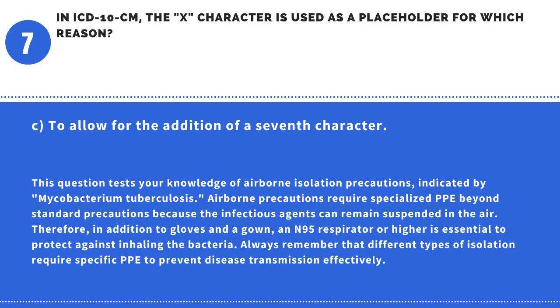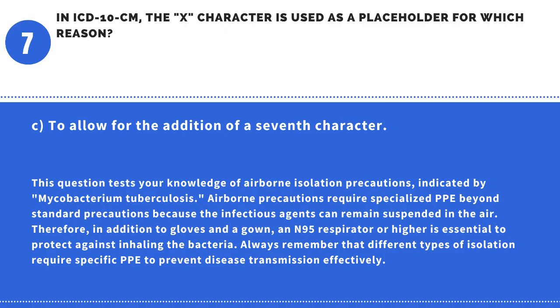Answer. C. To allow for the addition of a seventh character. This question tests your knowledge of a specific ICD-10-CM convention. The X is used as a placeholder character in certain codes when a seventh character is required, but the code doesn't have 6 characters naturally.